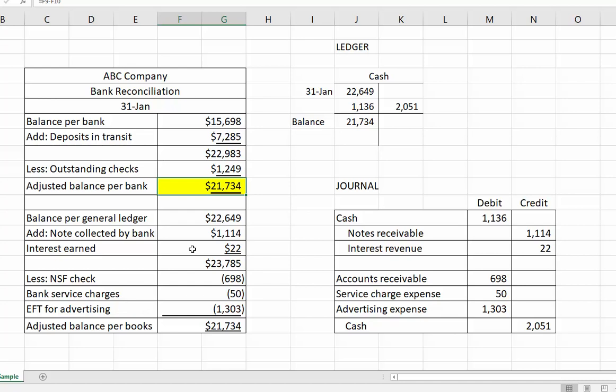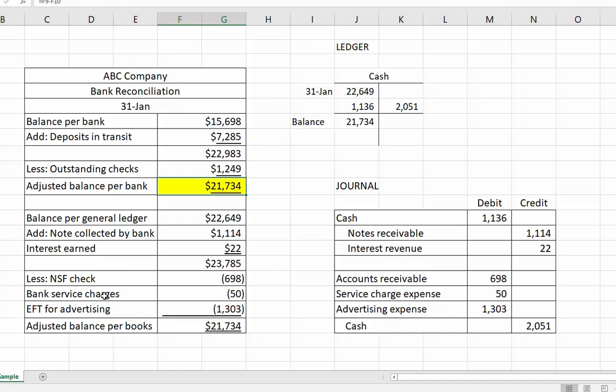All right, now let's see what we're subtracting. We have an NSF check. What's that? An NSF check, not sufficient funds. So what happened was a customer gave us a check, we recorded it, we put it into the bank, and the customer didn't have enough money in their account to pay for the check. So it bounced, basically. So NSF, not sufficient funds check, that has to get subtracted from our balance. We thought we had that money, but we really don't. Okay? All right, bank service charges.